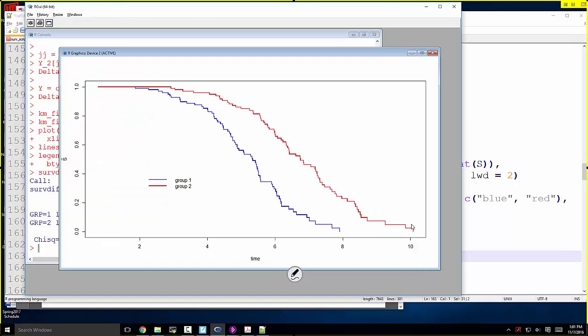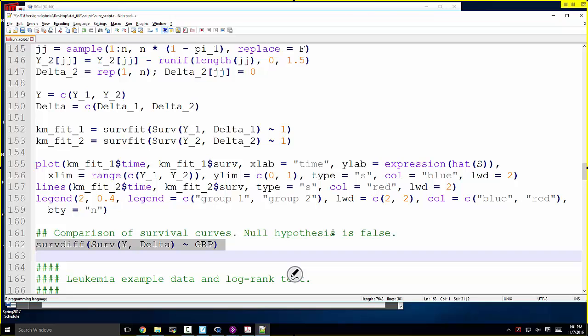In this case, it's not surprising that we got a really small p-value. Those curves are pretty demonstrably different. If they were crossing over each other multiple times, that'd be different. That would be a harder thing to say. But this is very obviously different. Okay.